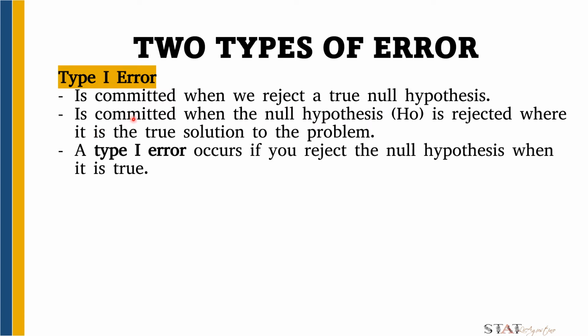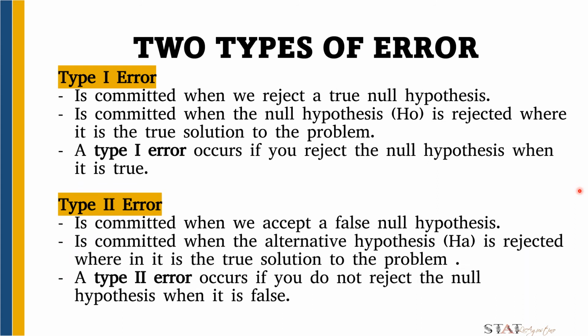It is also committed when the null hypothesis H0 is rejected where it is the true solution to the problem. A type 1 error occurs if you reject the null hypothesis when it is true. So remember, type 1 error, you reject a true null hypothesis.